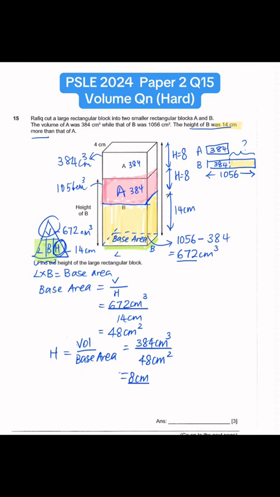The math question asks, find the height of the large rectangle block. The height of the large rectangle block is right from the top to the bottom. Yes, we are almost at the end, about to solve the entire question. 8 cm plus 8 cm plus 14 cm gives us the answer 30 centimeters.